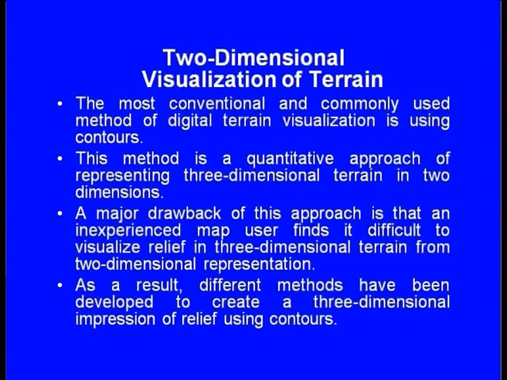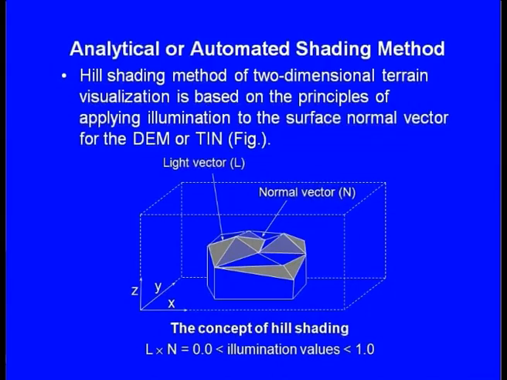3-dimensional terrain from 2-dimensional representation. As a result, different methods have been developed to create a 3-dimensional impression of relief using contours. Methods of representing the 3-dimensional information is through analytical or automated shading methods. Hill shading methods of 2-dimensional terrain visualization is based on the principle of applying illumination to the surface normal vector for the DEM or TIN as shown here.